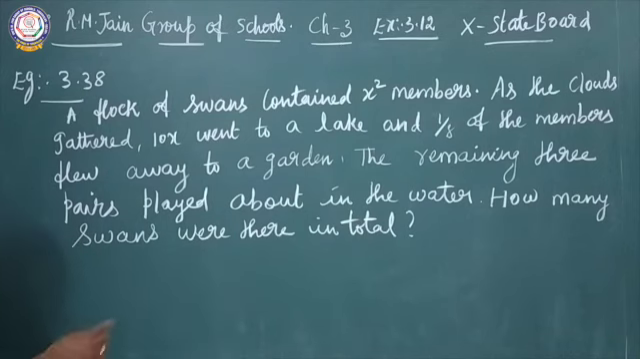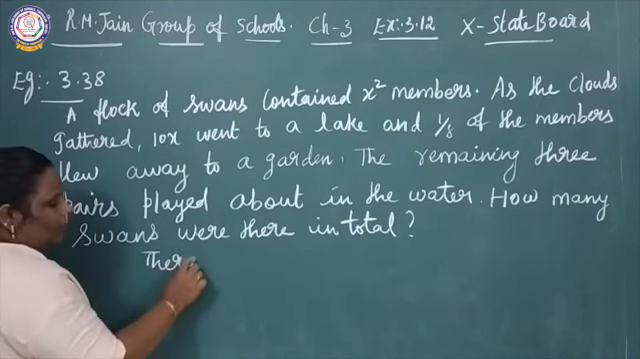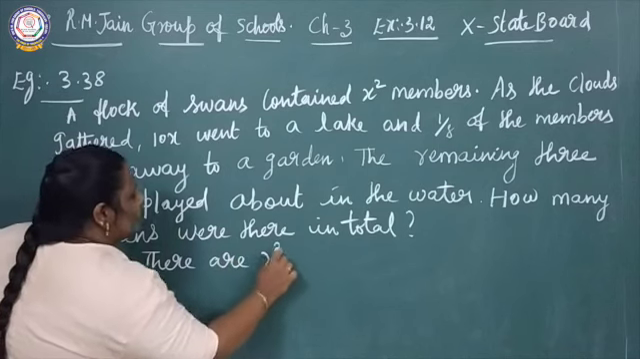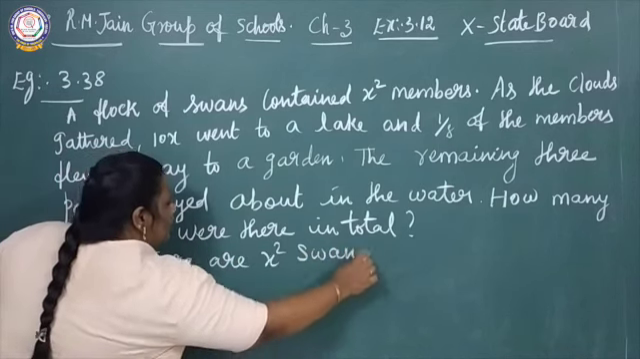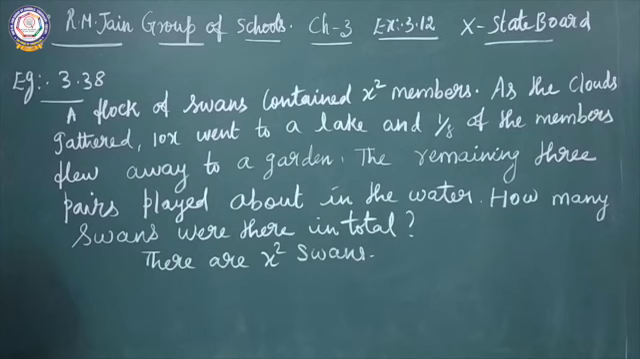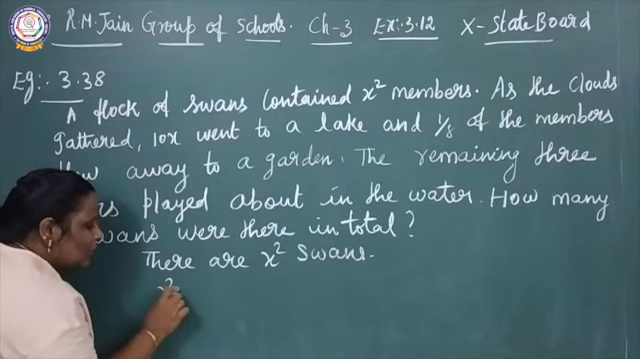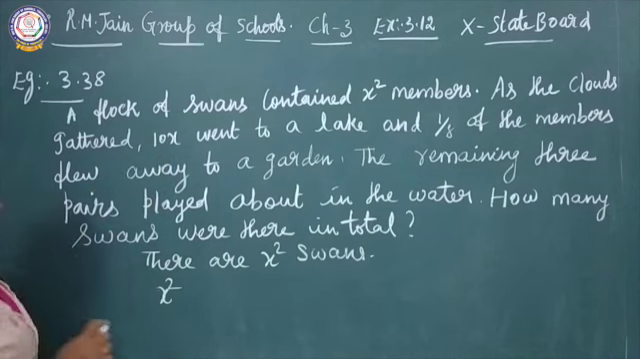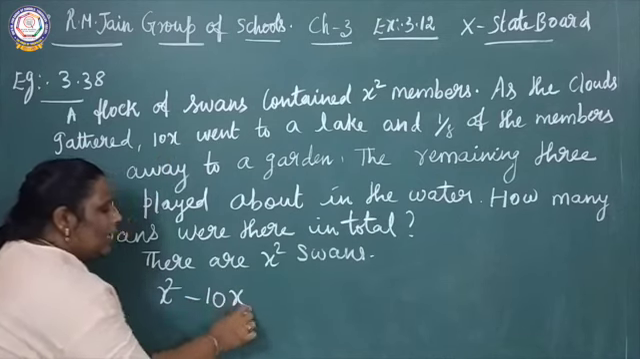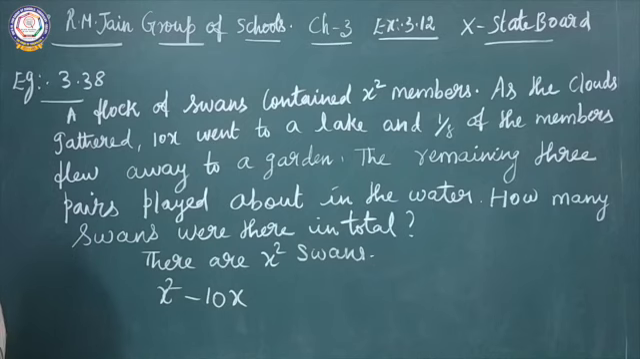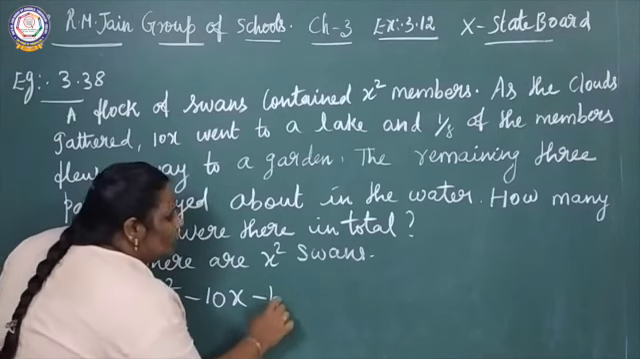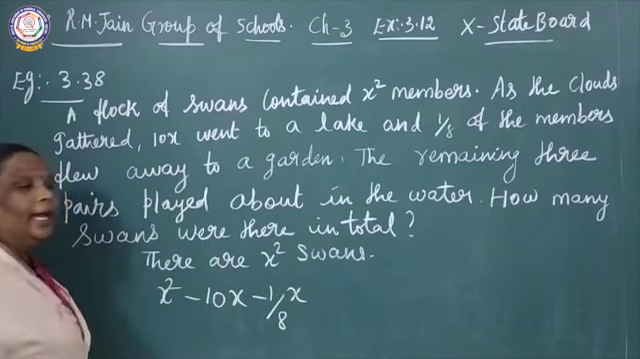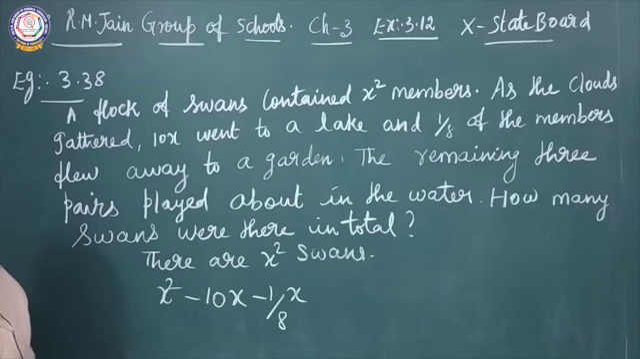See, there are x square swans. Out of x square swans, 10x went to the lake. So you subtract 10x. 1/8 flew away. So, minus 1/8 x square flew away. That is also you subtract.